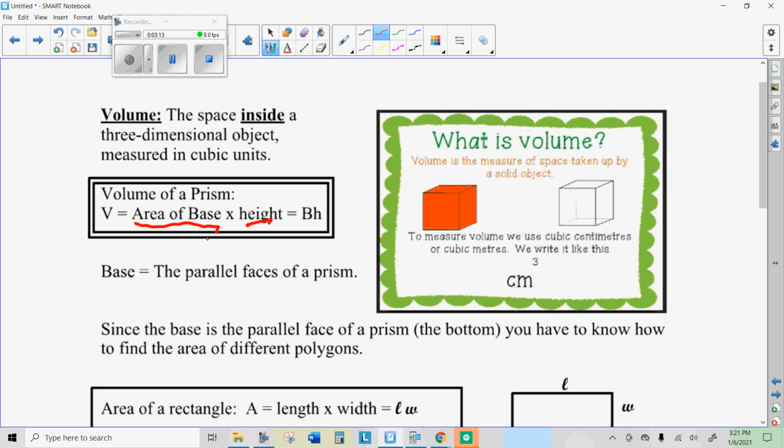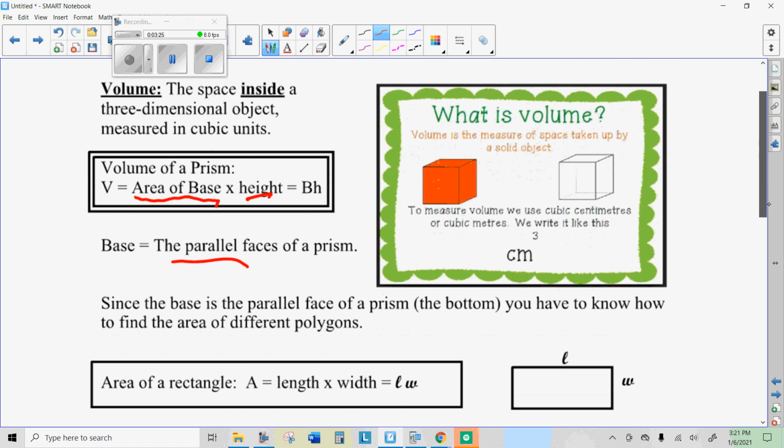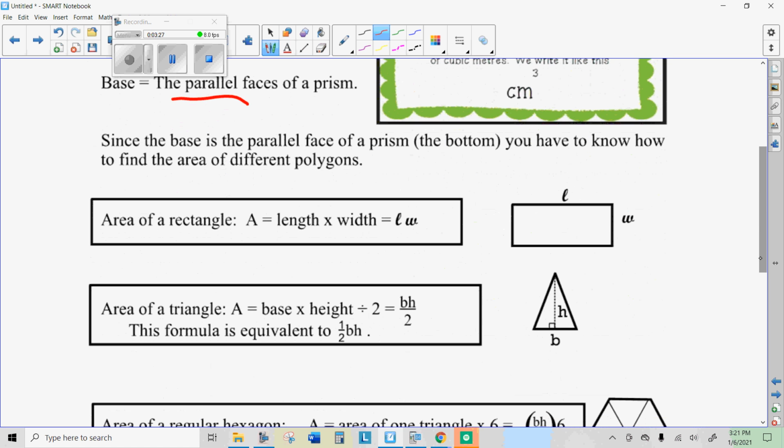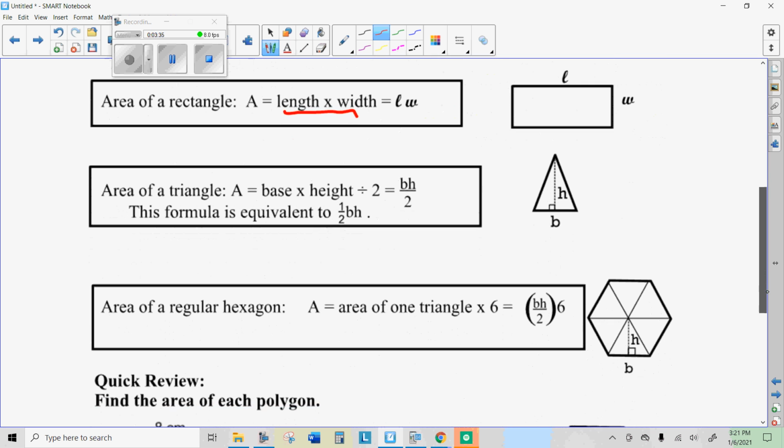So we need to know the area of the base, and then we're going to multiply that by the height. Now the base is always the two parallel faces. Either one of those you can consider the base. Okay, so and to find that base, you're going to use these formulas that we have already learned for finding the area.